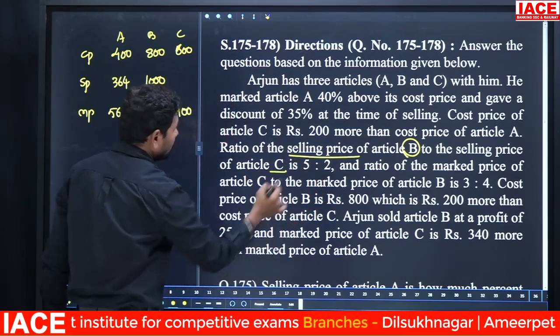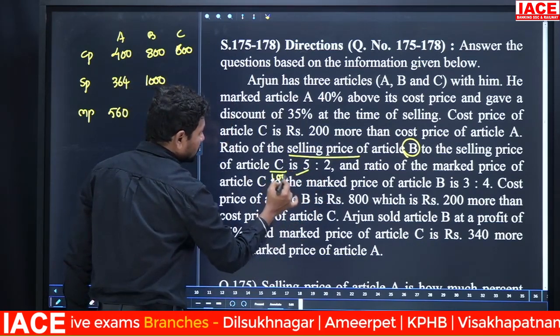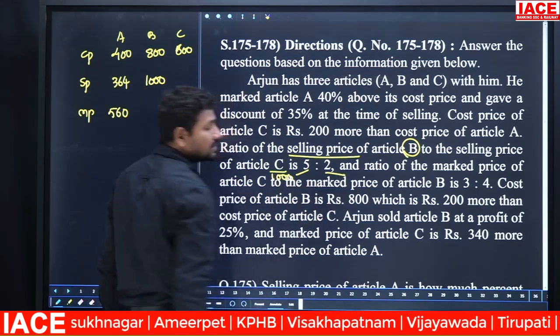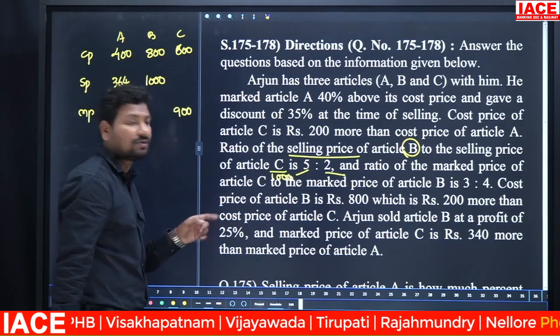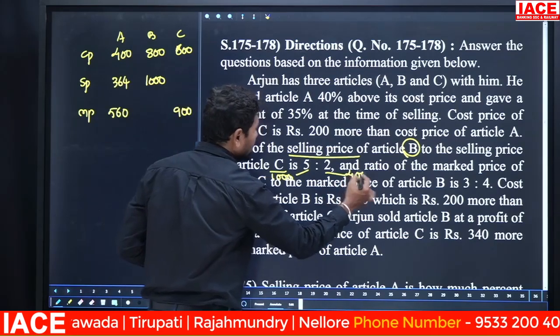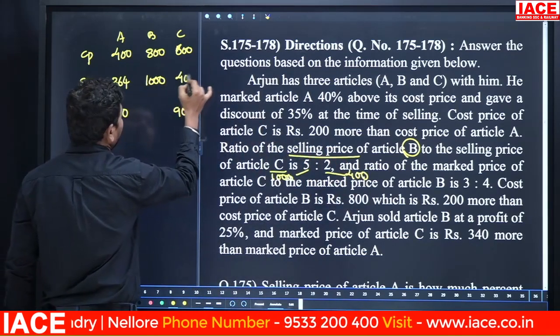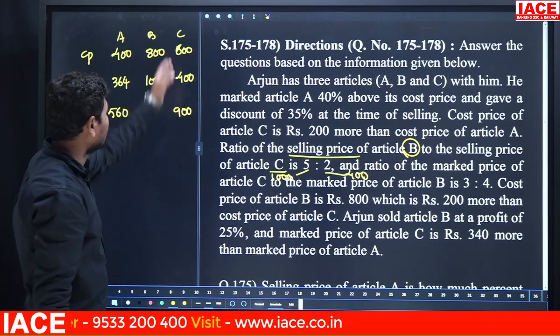5:2. Then 5 parts is equal to 1000. 5 parts is equal to 1000 means 2 parts is equal to how much? 5 parts is equal to 1000, 1 part is equal to 200, 2 parts is equal to 400. Now C value is completed.